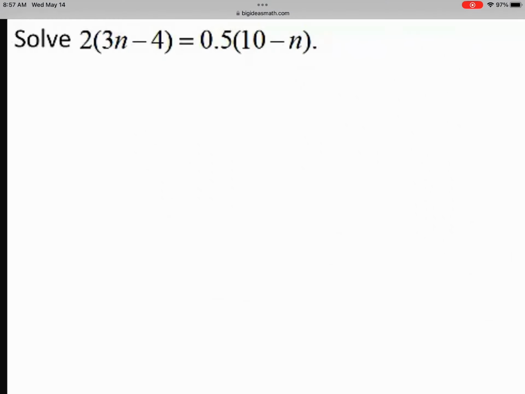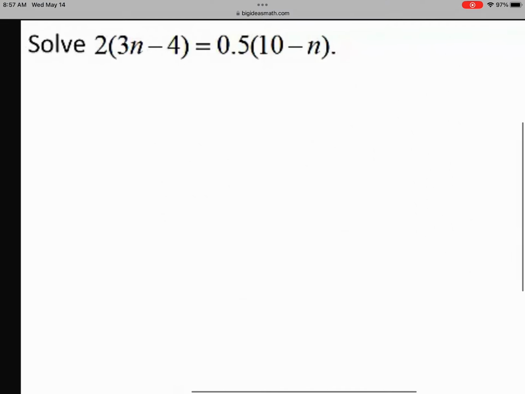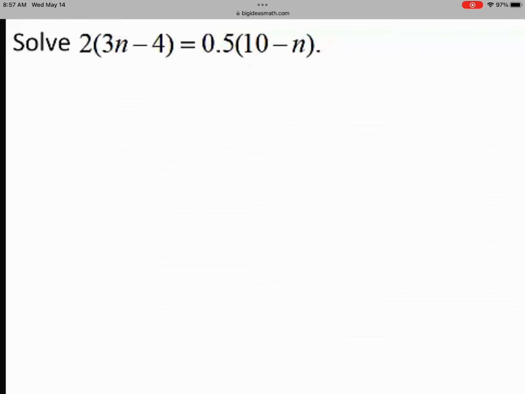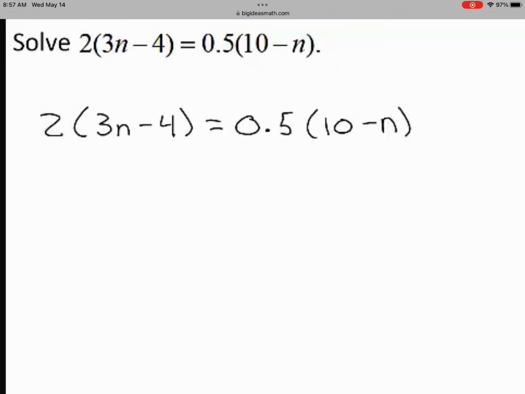Solve 2 times the quantity 3n minus 4 equals 5/10 times the quantity 10 minus n. First write the equation. 2 times the quantity 3n minus 4 equals 5/10 times the quantity 10 minus n. Use the distributive property on the left side of the equation. Multiply 2 times 3n and 2 times negative 4.